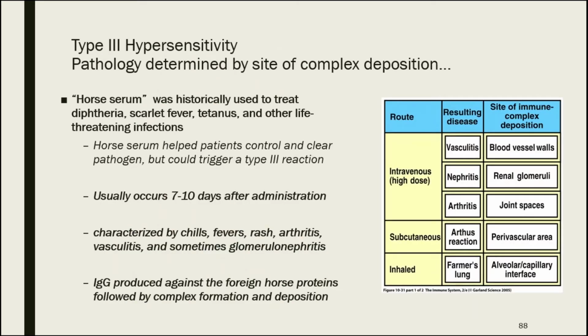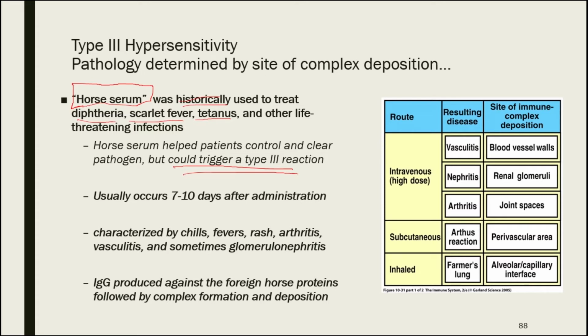Alright, so another example here is horse serum. We talked a little bit about it last time when we discussed antibody therapy. It was historically used to treat certain infectious diseases: diphtheria, scarlet fever, tetanus. Those treatments are helpful in many cases, but could also trigger type 3 reactions.